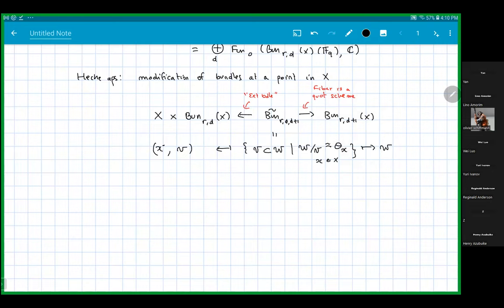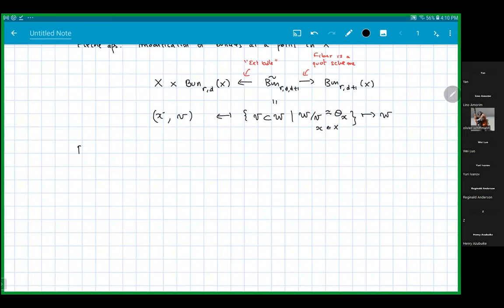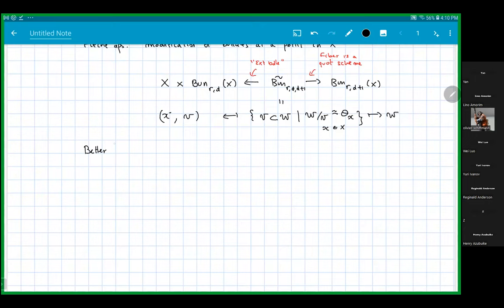Okay, sorry. So now if you pass to functions, you see that you start with a function on X cross Bun_{R,D}. If you fix a point x and you have a function on Bun_{R,D}, then you can use this left map to pull it back to Bun tilde, and then you integrate by pushing forward to Bun_{R,D+1}. And this is what the Hecke operators are. So let me give a slightly better formulation.